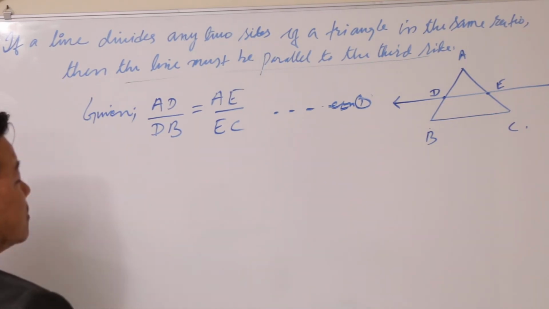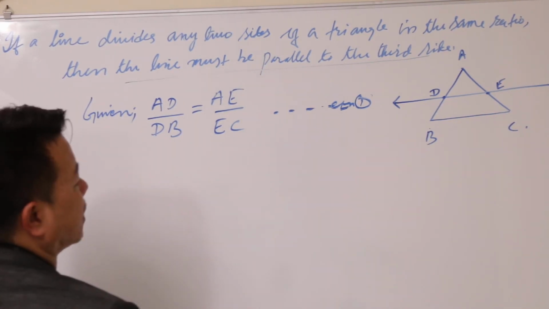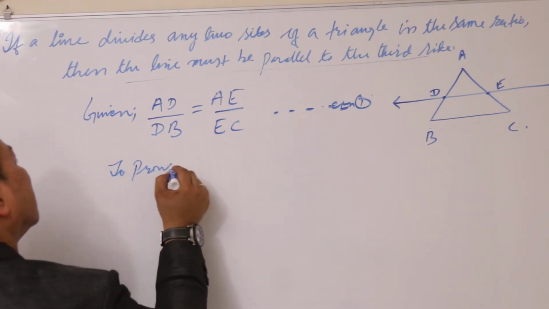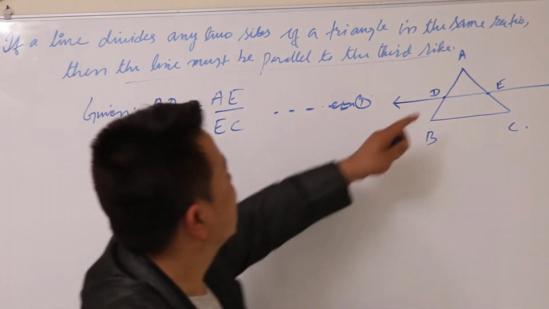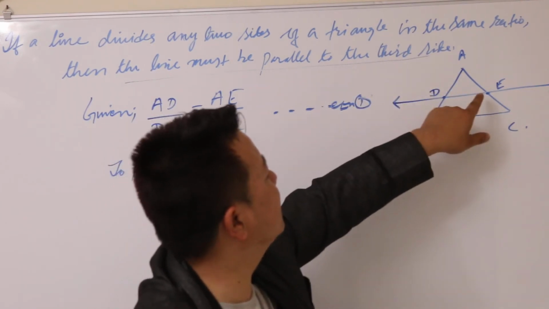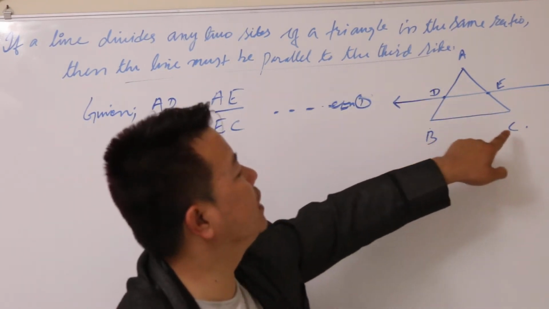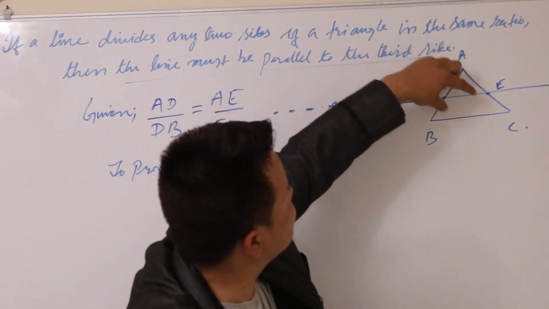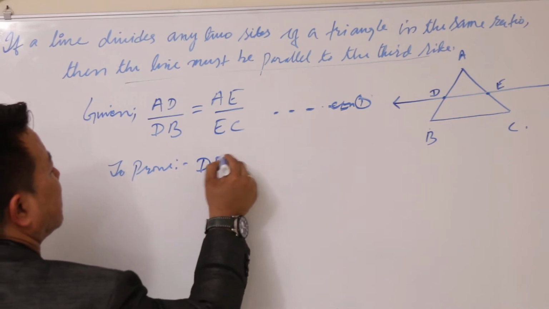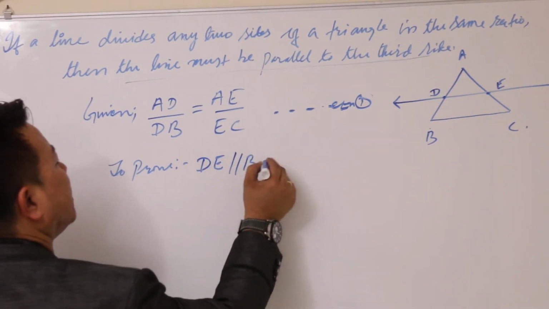Now, what do you have to prove here? If this line segment divides these two sides in the same ratio, then you have to prove that this line is definitely parallel to the third side. That means you have to prove DE is parallel to BC.